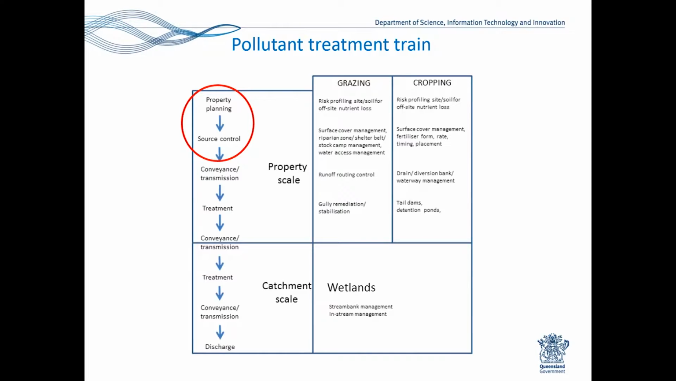The bit that I've been dealing with in the agricultural context is this property planning and source control. So when we look at a whole pollutant treatment train, we go through the source control, the transport, we can do some treatment here on the property scale, we then have the transport again, we can do some treatment here on the catchment scale, and this is where the wetlands tends to come in. Then we end up with the discharge out into the reef area. The bit I'd like to talk about initially is this part up here, which is the property scale and attempting to control the movement of pollutants off the property.